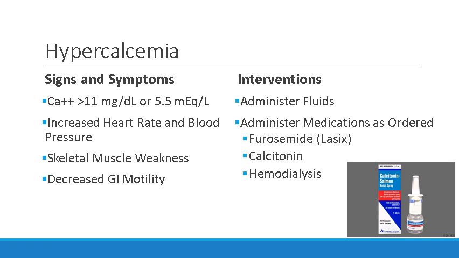As far as nursing interventions, really important that fluids are administered. We really want to promote diuresis in these individuals. Administer medications as ordered: furosemide, calcitonin, or hemodialysis if it's severe. So those are the standards for hypercalcemia. Again, we don't see that as much in the clinical setting. We tend to see more hypo, but important to be familiar with both.